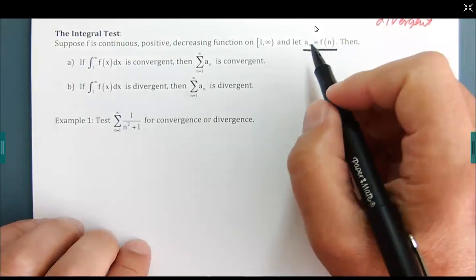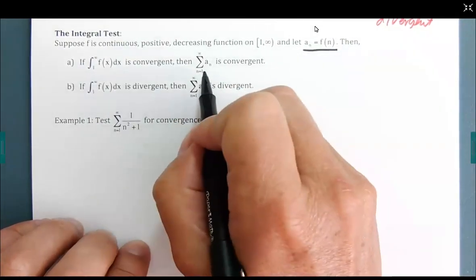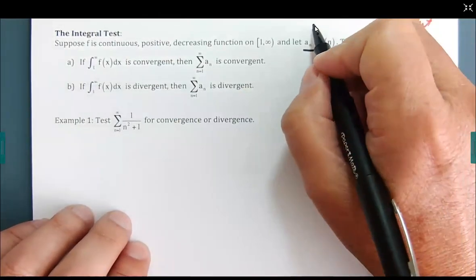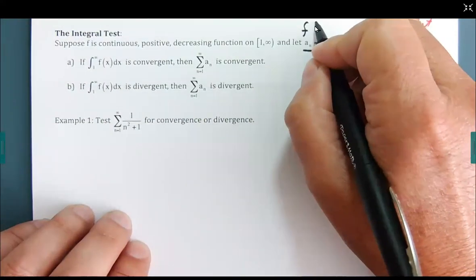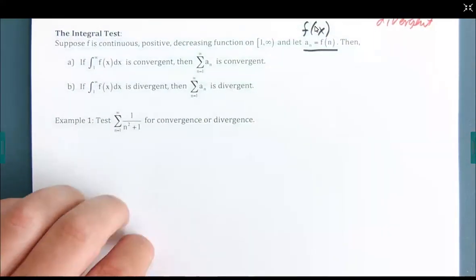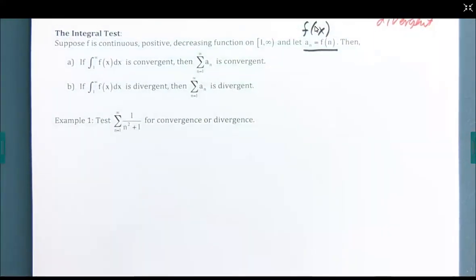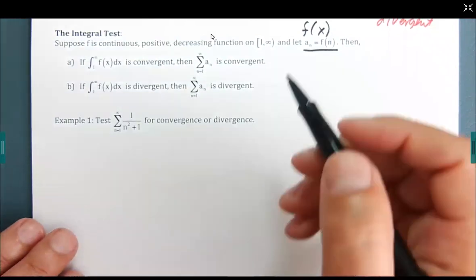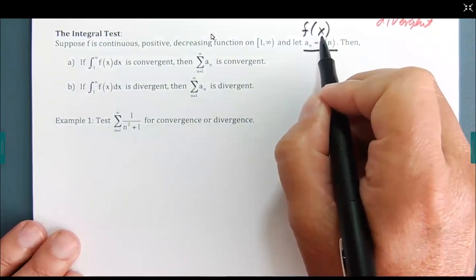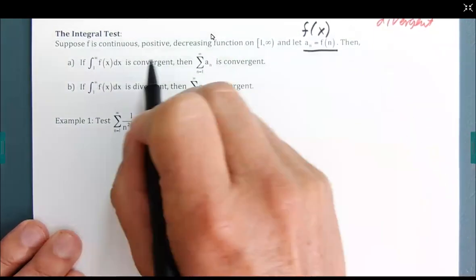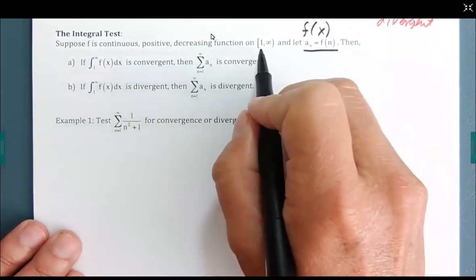Now, the big thing here is this. We are going to take our a sub n in our summation and turn it from a discrete function into a continuous function. The reason being is we can't do integrals on discrete functions at this level. So here's the idea. Turn a sub n into an analog of f of x. Now, it needs to be continuous, positive, and decreasing from 1 to infinity.